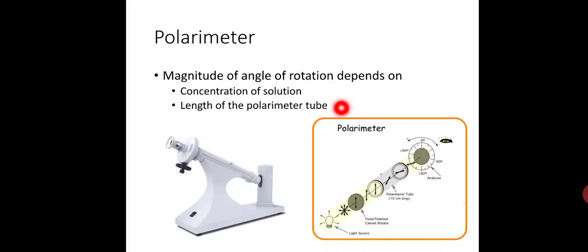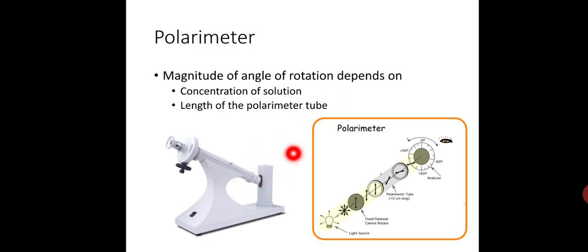The angle of rotation depends on two important factors, that is the concentration of the solution and the length of the polarimeter tube, at a fixed temperature as well as a fixed wavelength. When you are using a fixed wavelength and a fixed temperature, these two factors will affect how much the plane of the light is rotated.